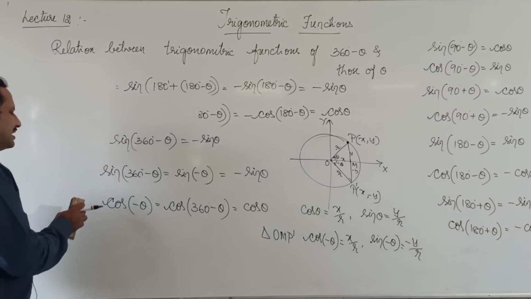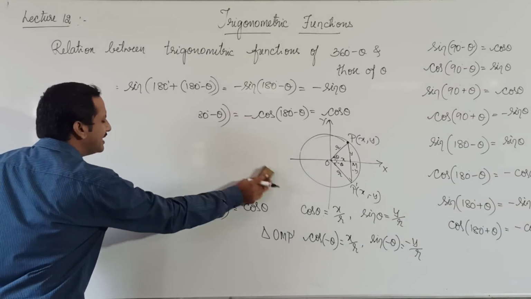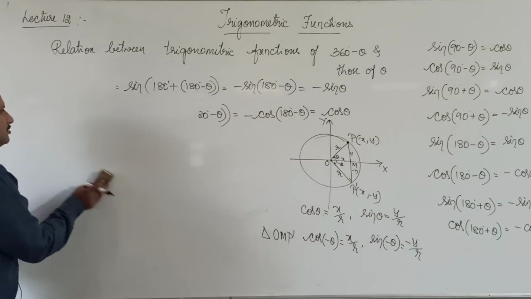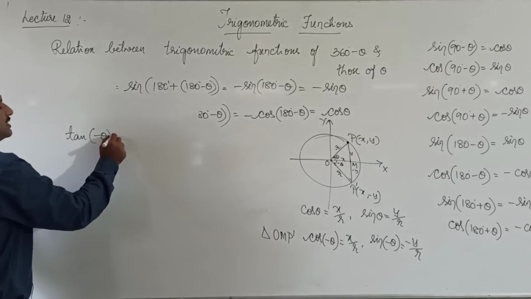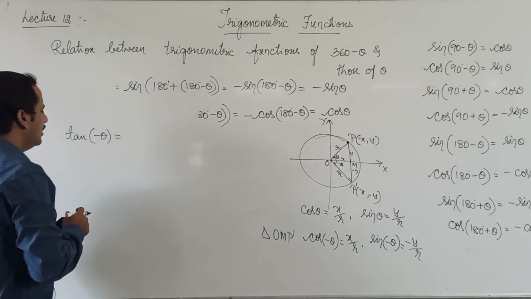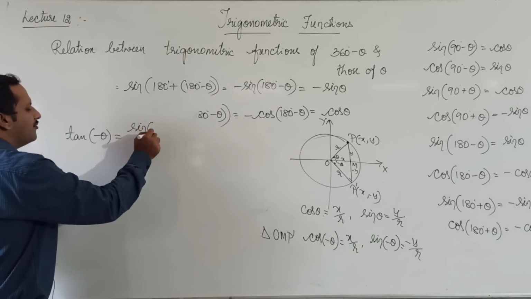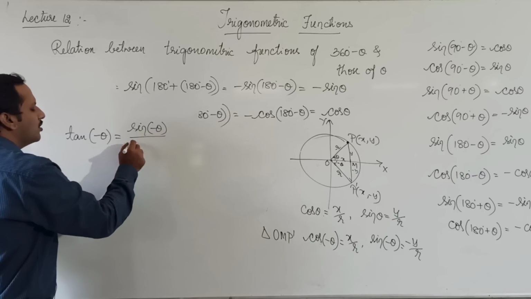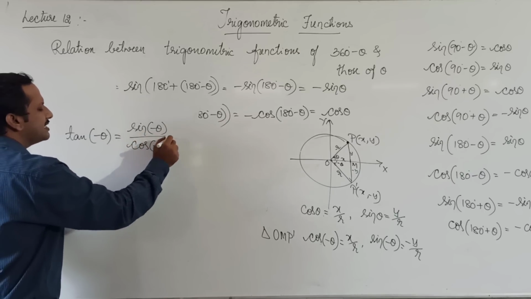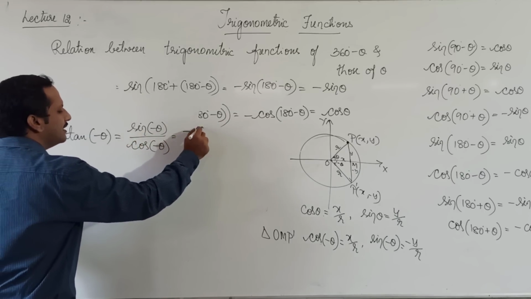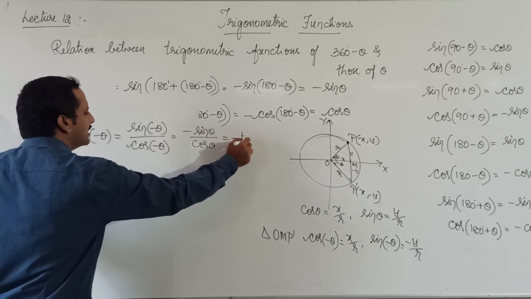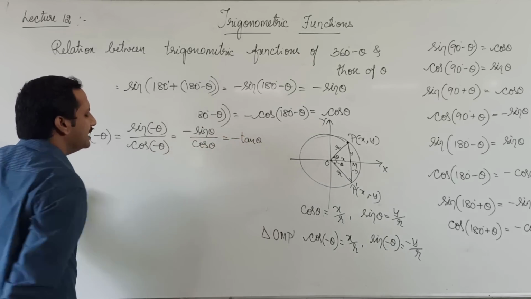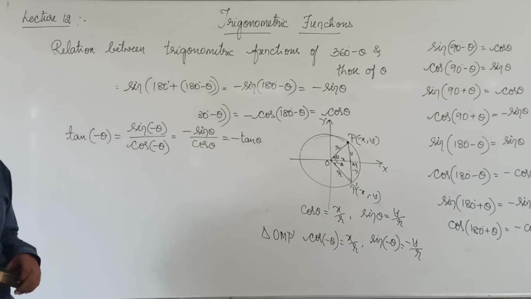Then what about tan of minus theta? Tan of minus theta is equal to minus tan theta. Let me tell you how. Tan of minus theta is equal to sin of minus theta divided by cos of minus theta. Sin of minus theta is equal to minus sin theta, cos of minus theta is equal to cos theta, minus sin theta by cos theta will give you minus tan theta. These three you should remember.